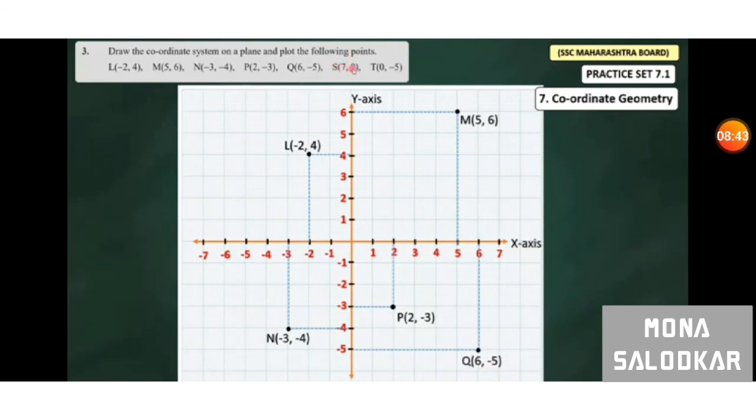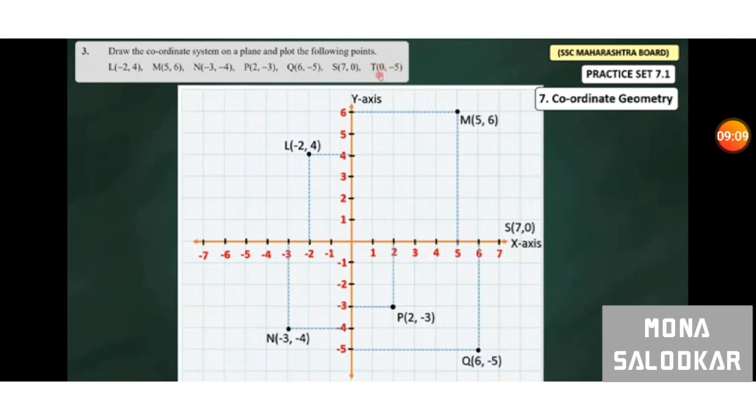Now next is 7, 0. Now see here, y coordinate is 0 means it lies on x-axis. If x is 0, then it lies on y-axis. If y is 0, then it lies on x-axis. Now here x coordinate is given 7. Therefore show the point 7 on x-axis. So it is your point S, 7, 0.